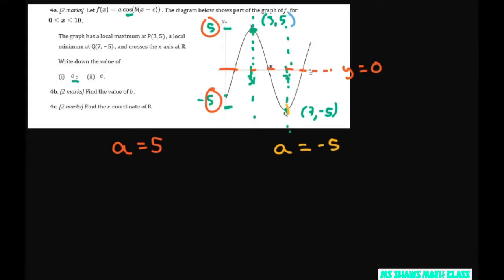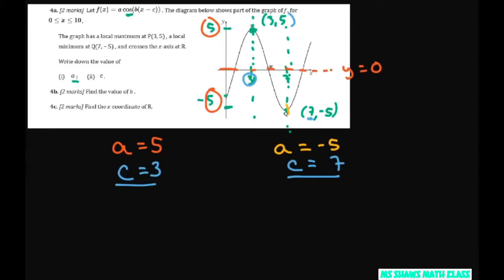Find c. So c is the translation. If you start at, for c, we're starting at 3. So that's a horizontal shift here. If you did 7, then your c would be a horizontal shift to the right by 7. So either way, either one of those is fine.